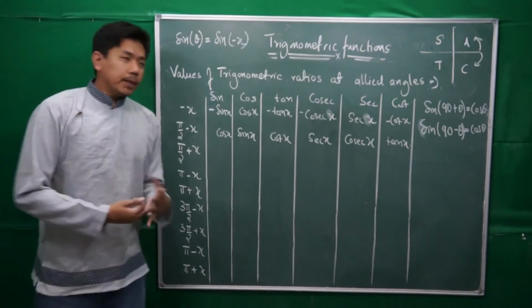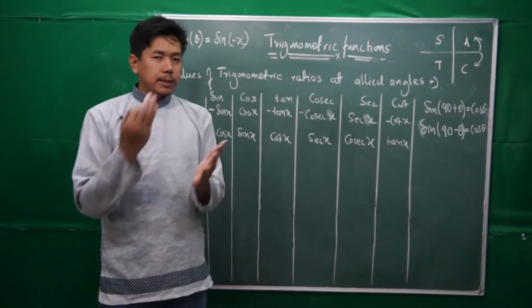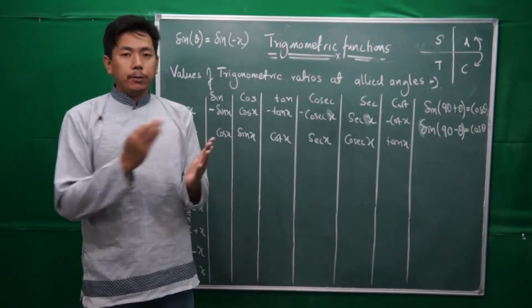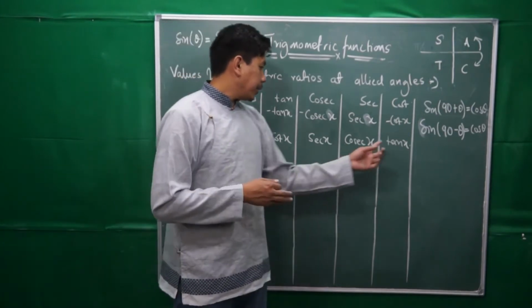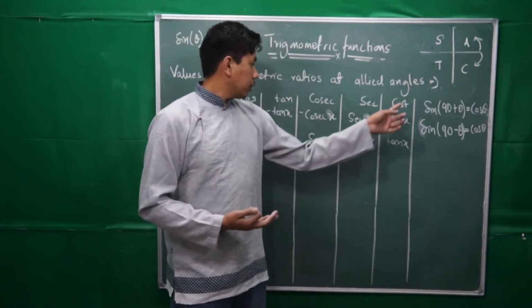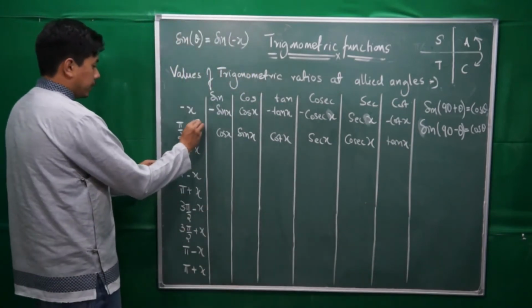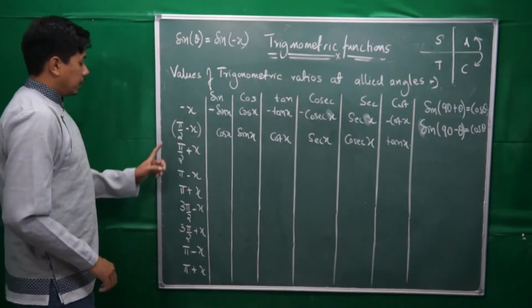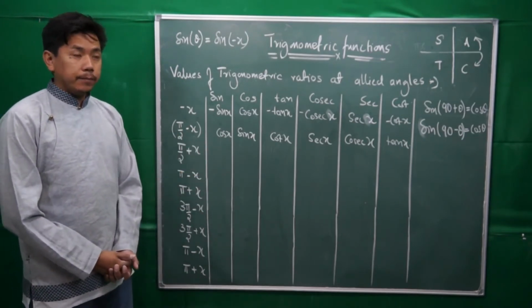So what is happening? Sine changes into cos, cos changes into sine, sec changes into cosec, cosec changes into sec, and likewise tan changes into cot, and cot changes into tan, if the angle placed in the function is pi by 2 minus x. Clear?